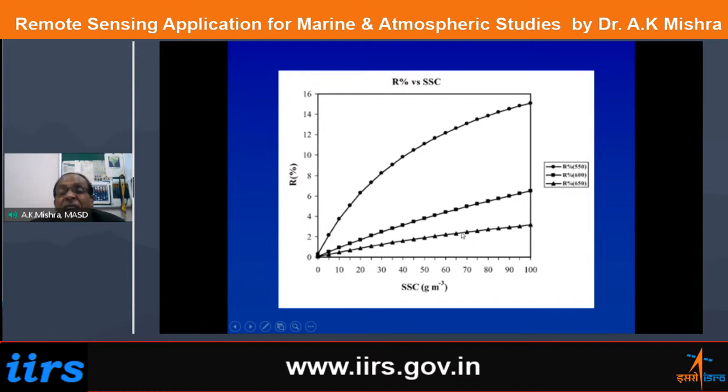Here is a relationship showing how reflectance varies with suspended sediment at different wavelengths. This triangular line shows the reflectance at the red band, and this shows the green band. The relationship is linear as you go towards the red wavelength range, and when you move towards the blue wavelength range, it becomes non-linear. So you have to take care of that.